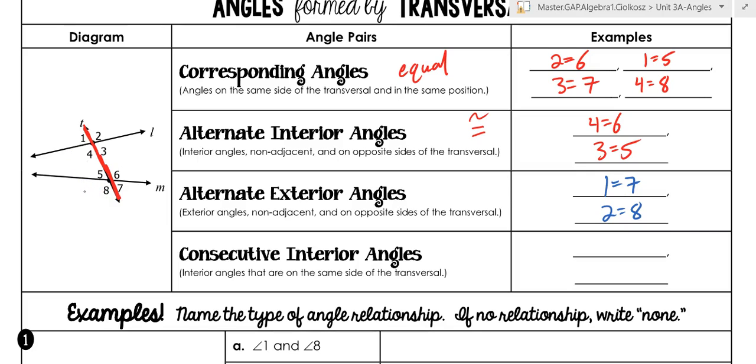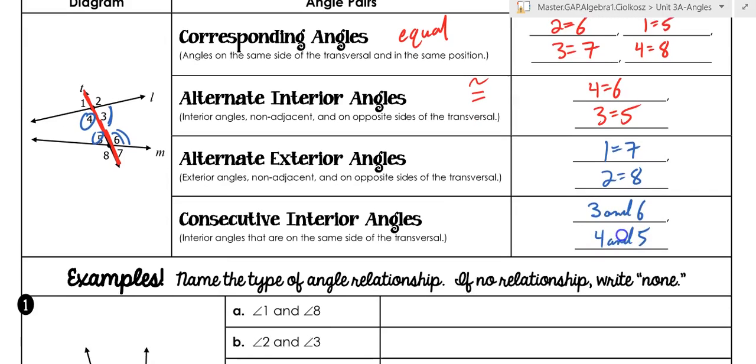Consecutive interior. These ones are kind of a special case. Consecutive and interior mean they're on the same side and right next to each other. These ones aren't going to be equal, but what I can tell you is that if I add them together, let's think. In a lot of cases they're going to be equal to 180, but in general, we just want to think that they can add together. So consecutive interior, let's just write that out nice: 3 and 6, and on this side, 4 and 5. We'll get into later on when those things equal certain numbers.